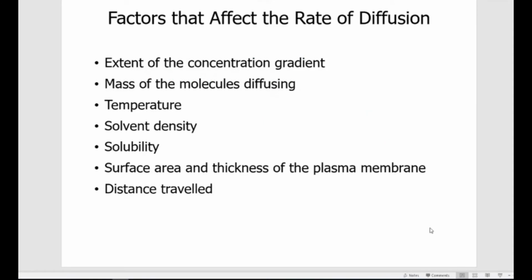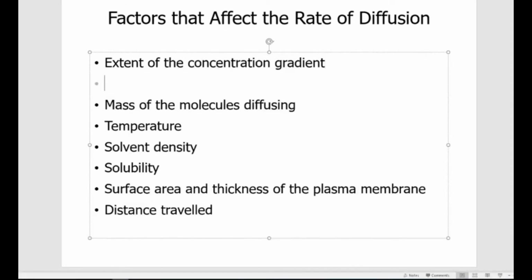Okay. Now, factors that affect the rate of diffusion: the extent of the concentration gradient. So the higher the concentration gradient is, meaning the difference is greater between those two areas, that's going to increase the rate of diffusion. Okay, so let me give you an example.